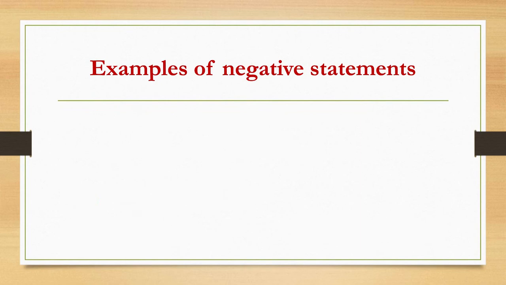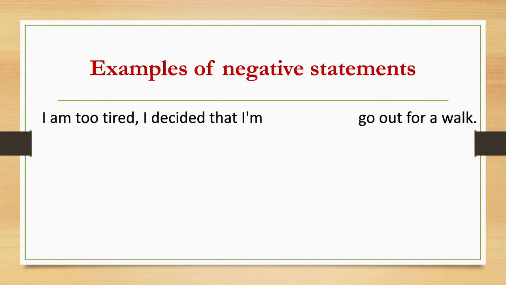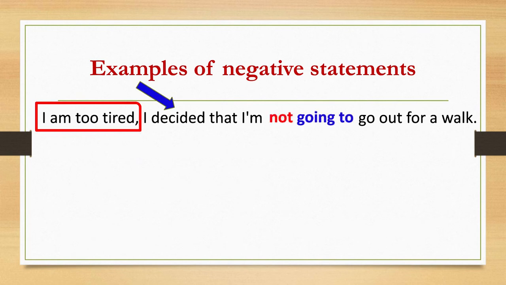More examples of negative statements now. I'm too tired. I decided that I'm not going to go out for a walk. Let's look for hints in this sentence. We have I decided. Why? Because I'm too tired. So the use here is for going to, because we are talking about the decision that was made to not go out for a walk because this person is tired. At the moment of speaking, the decision was made.